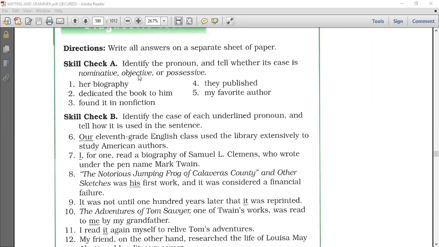Objective, we have 2 types of objectives. The object of a verb, like I love her. Her here is an object, or I talk to her. Her here is the object of a preposition. Or possessive, like this is her pencil, or this pencil is hers. Her or hers, as you know. Right. Identify the pronoun and tell whether its case is nominative, objective, or possessive.